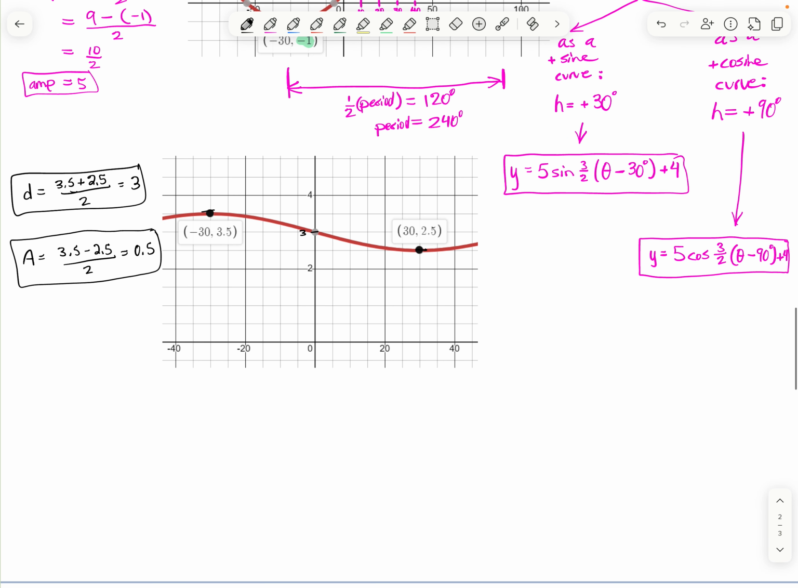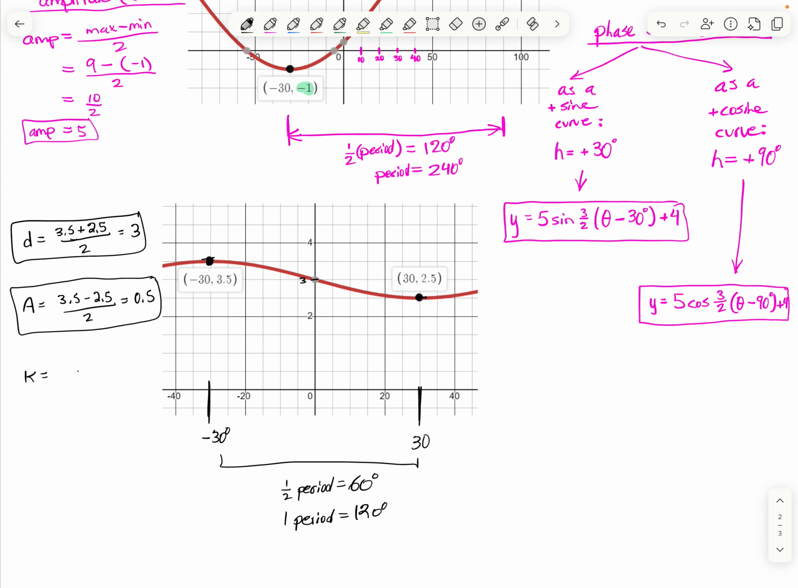We're going to try to figure out what the period is, but obviously we don't have a full cycle here. We have half a cycle. From max to minimum is half a cycle. So I could say, okay, well, from negative 30 to 30, that's a span of 60 degrees. So half a period is equal to 60 degrees. So I double both sides, so I get 1 period. 1 full cycle is equal to 120 degrees, right? So then I can figure out my K value. K is going to be 360 divided by my period.